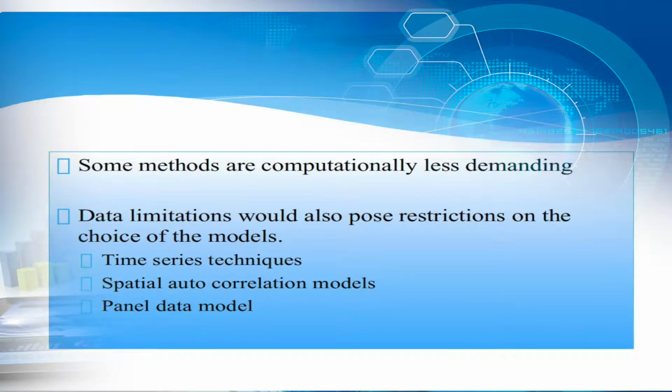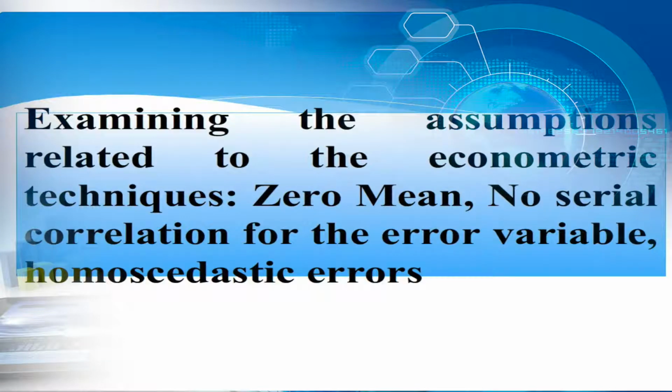Apart from that, there are some data specific problems. Accordingly, we will select the technique. For example, in time series, we will have a lot of serial correlations, and so we will select the technique that can take care of this problem. In the spatial models, we will have spatial autocorrelations, so we will have to make the choice accordingly. Examining the assumptions relating to the econometric technique.